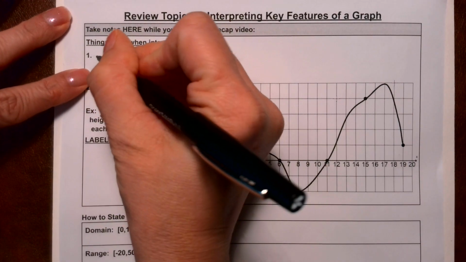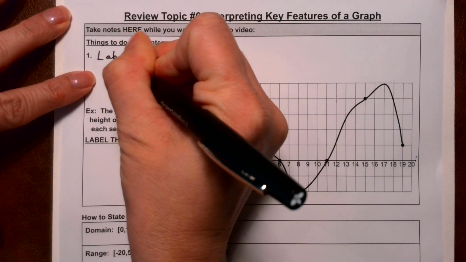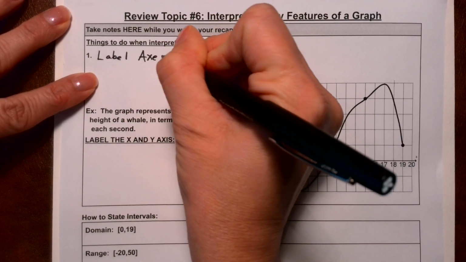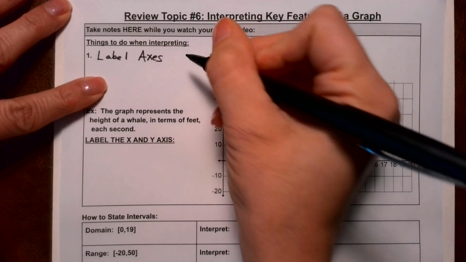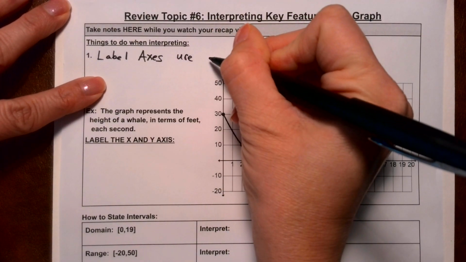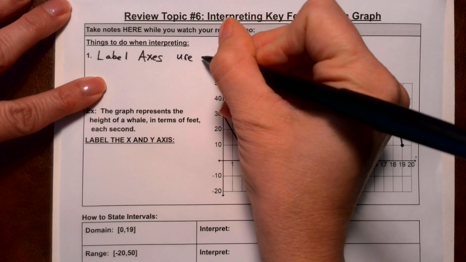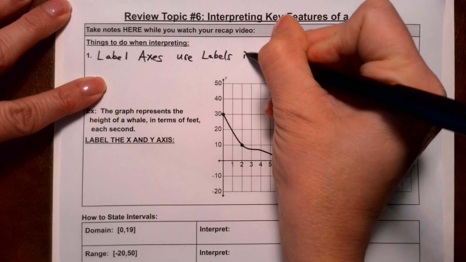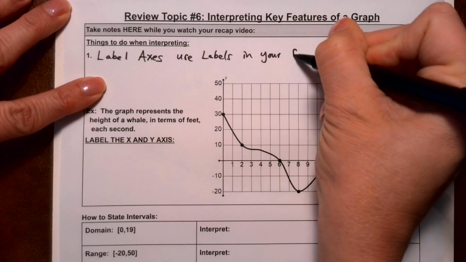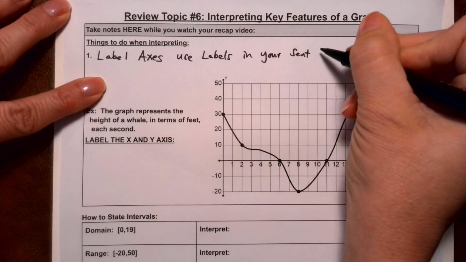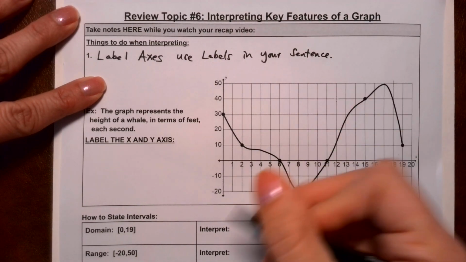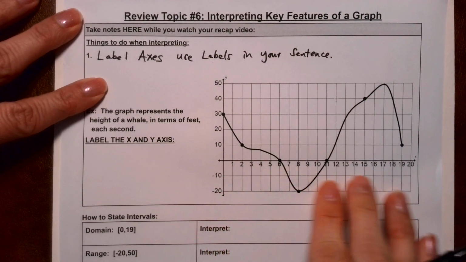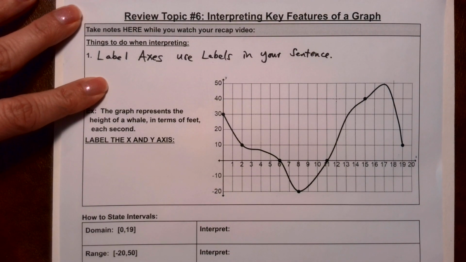The first thing is make sure that you have the axes labeled. You have to label the x and y axes, okay? And then use those words and those units. So use the labels in your sentence. If it's height in terms of feet, make sure you say feet in your sentence. If the x-axis is in terms of hours, make sure you say hours in your sentence.